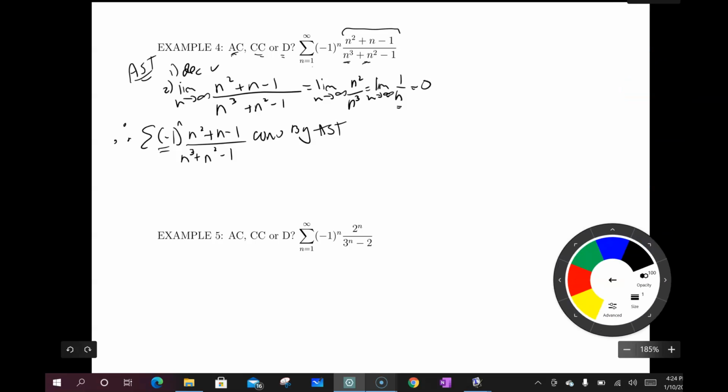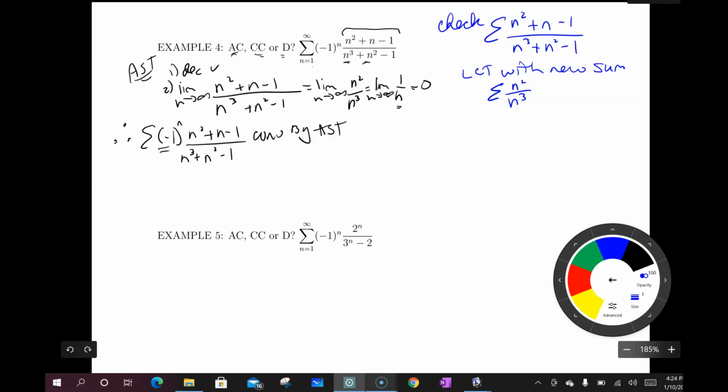So then what our job is to do is to go check to see what the positive part does. So the positive part, this takes us back to reminding ourselves, this is a too much going on situation, so I want to go right to an LCT with a new sum. And remember, the new sum I make up with the highest powers. So I'm making up a new sum, and it turns out to be 1 over n, which I know diverges by the p-test.